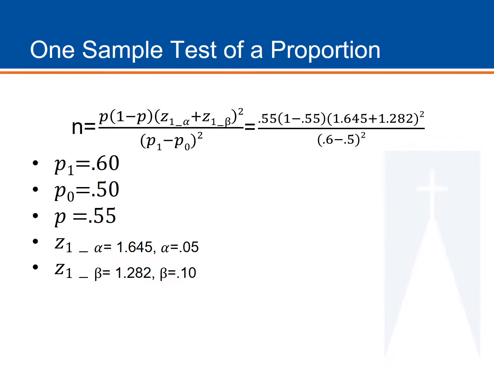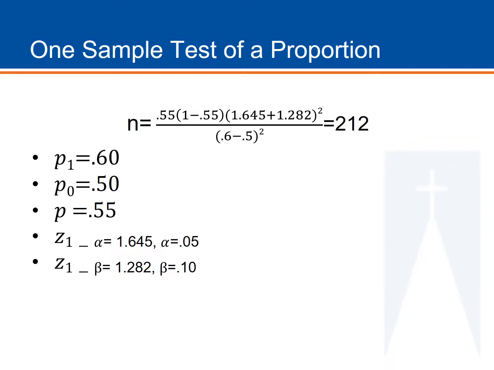So this is the formula filled in for that one sample test of a proportion. And the value that comes out is a sample size of 212, filling in the details of the formula. So with a one sample test of a proportion, you can detect a 0.1 difference in proportion, or a 10% difference in proportion, with a sample size of 212.